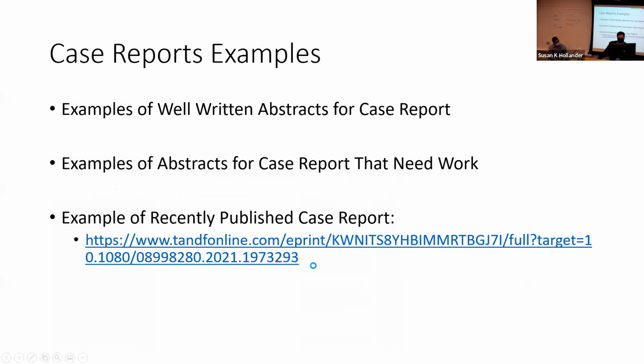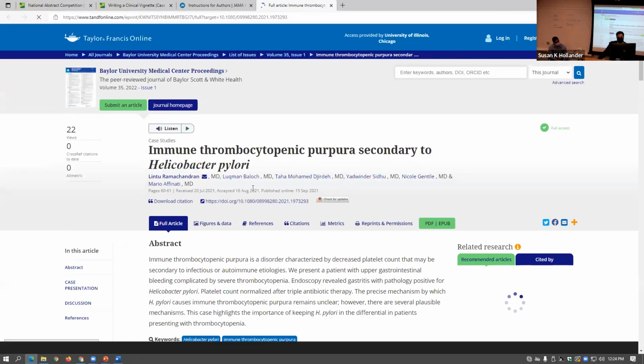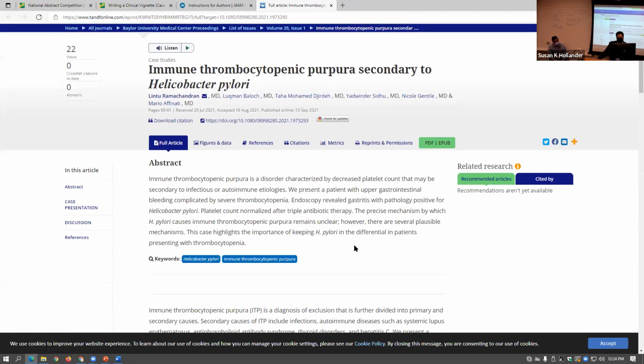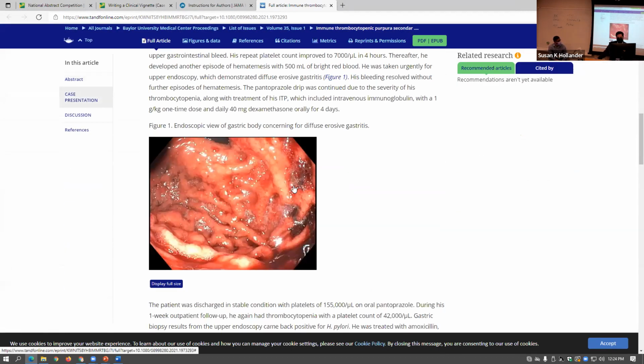And then this is a recently published case report by Dr. Ramachandran, actually. He was able to get it published at Baylor University's Medical Center Proceedings. He did have an image right here. Dr. Ramachandran, how much did that cost you? $150 per image. This is one of the cheaper, lower cost journals that we were aware of, which is why Dr. Ramachandran chose to submit it there.